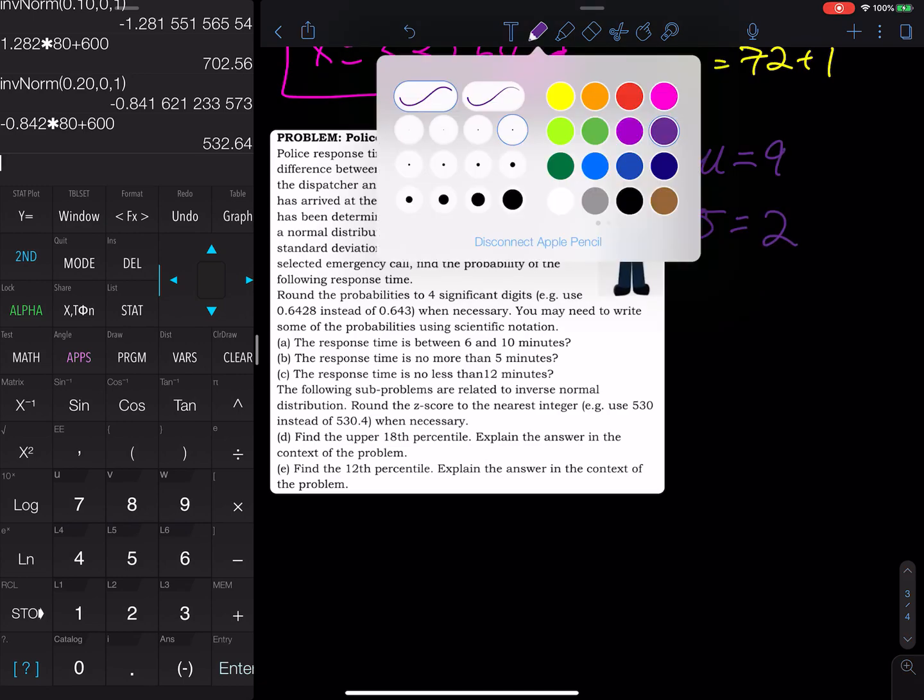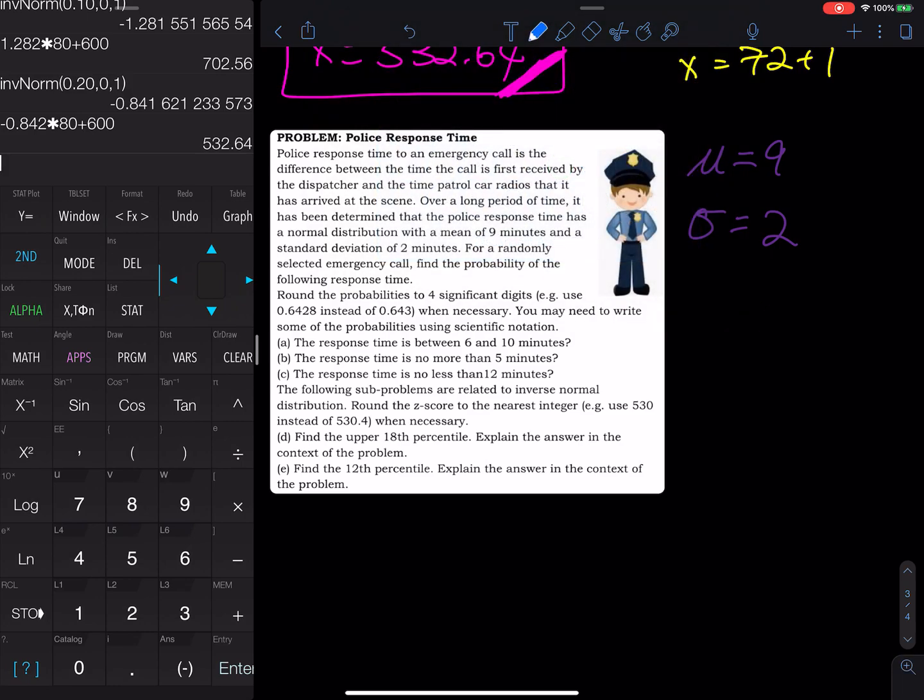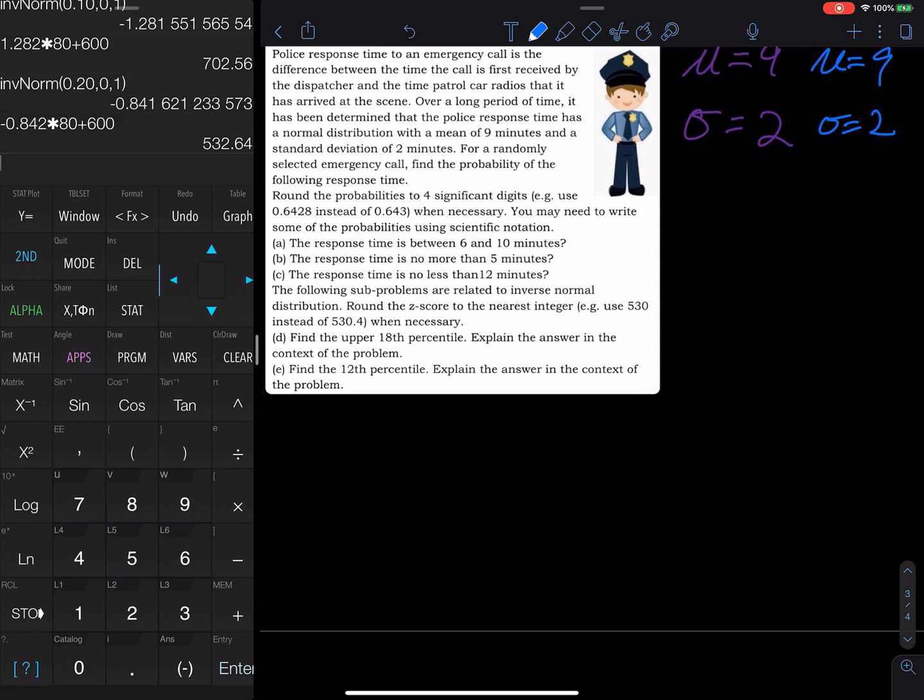Wow, the purple is pretty hard to see. Let's pick something else. Let's pick blue. So mu is equal to 9, sigma is equal to 2, much better. All right, between 6 and 10. So A is the probability that x is between 6 and 10. Round to 4 decimal places. That makes much more sense.